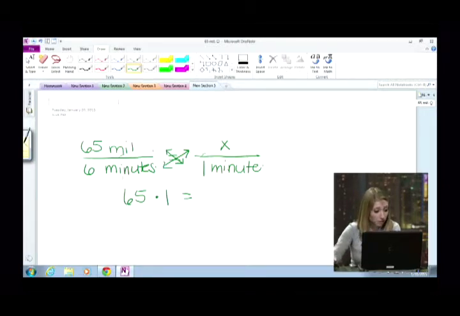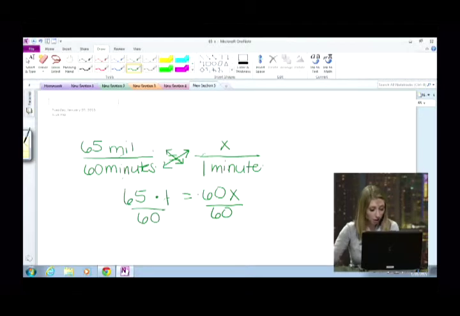So if there are 60 minutes in an hour, I'm going to take 65 times the 1, just like I did before, and then I'm going to take 60 times X, so 60X. Then what we want to do is get X by itself. The way I can do that is just by dividing by 60. So I'm taking 65 times 1, which is just 65, divided by 60, on both sides.